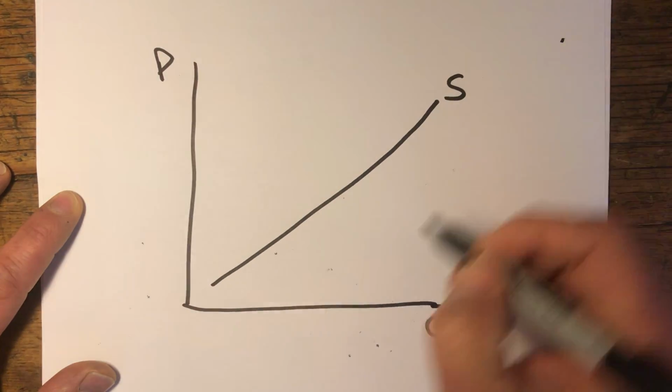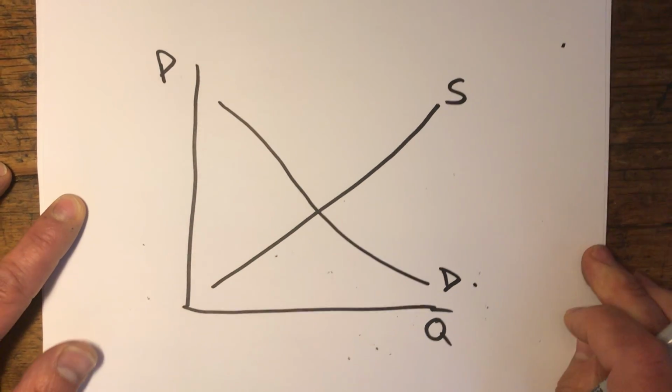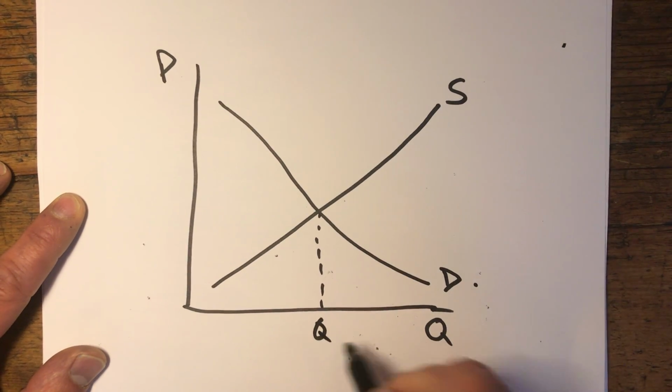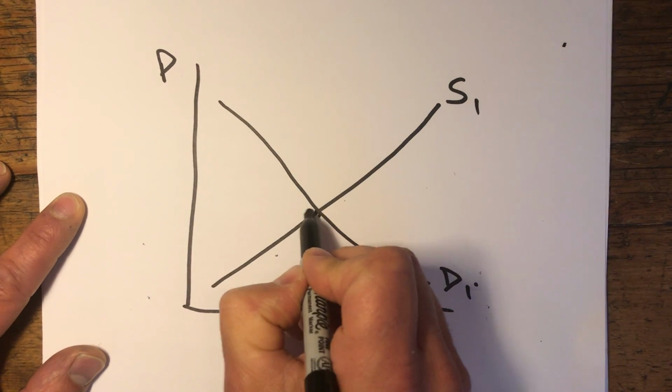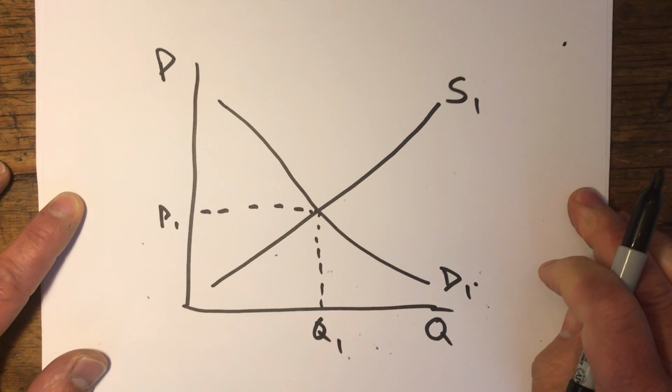Say our supply curve looks like that, our demand curve looks like that. And we are going to have a market clearing quantity there. That'll be our Q1. Make these ones and ones. And then over here, we've got a P1. That's our market clearing price.